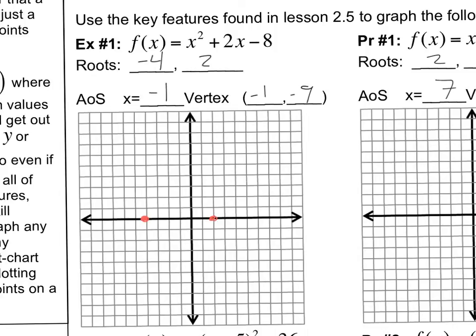Those are my roots. And then let's do my axis of symmetry in a red dotted line. They say that's at x equals -1. Well, here's the x-axis, and this is x equals -1. So this is the axis of symmetry here.